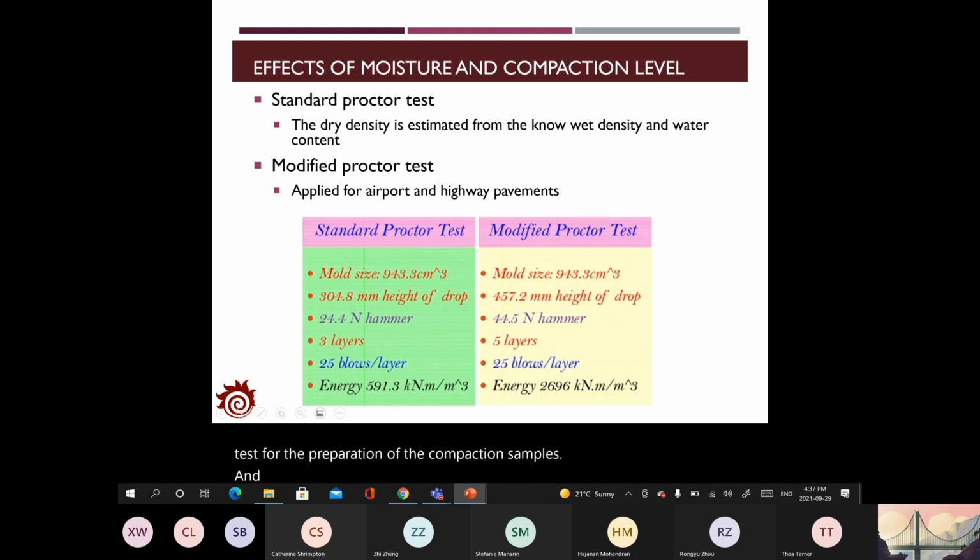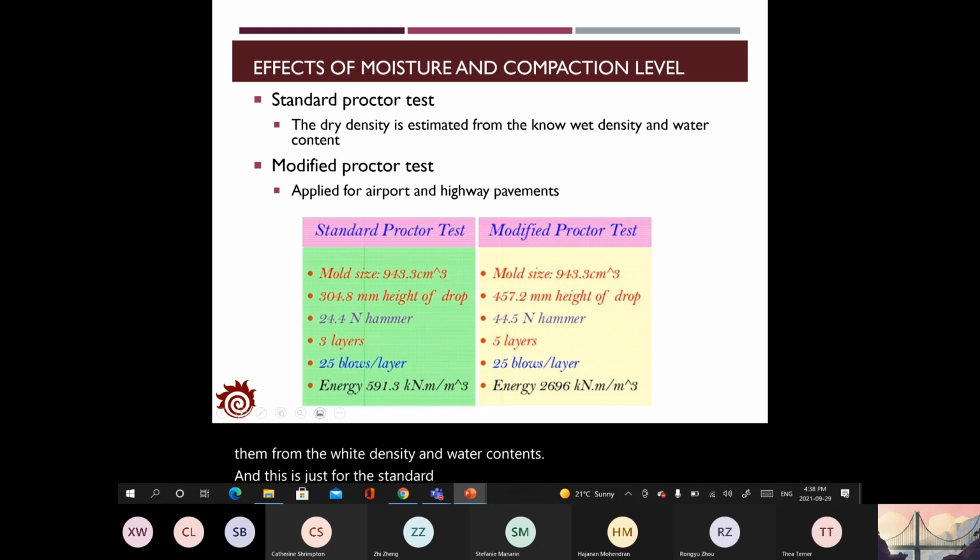Usually for the standard test, you need to estimate the dry density of the sample. We get the dry density either from the sample you store in the oven for at least 1 day, or you can calculate it from the wet density and water contents. And this is just for the standard Proctor test.